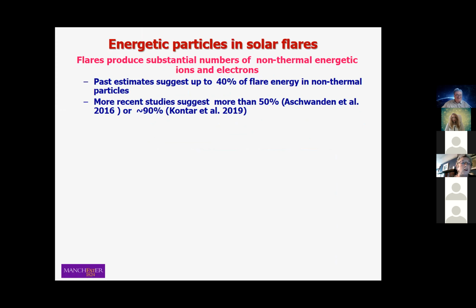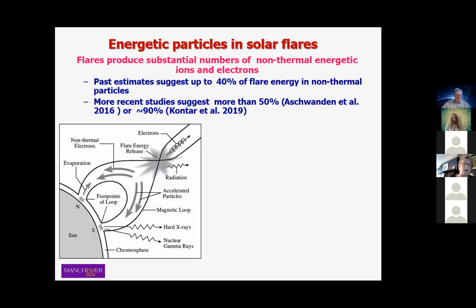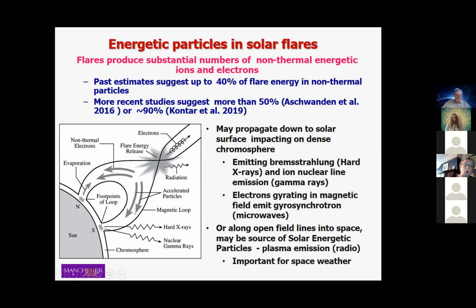So I think we've already heard quite a bit about energetic particles in solar flares, and that recent estimates of the numbers are maybe even larger. This picture is not as nice as the one Sophie showed, but this is a very conceptual flare with some kind of energy release, some particles, electrons escaping into space, some impinging on the chromosphere where they emit hard X-rays. And we're trying to understand more about this process.